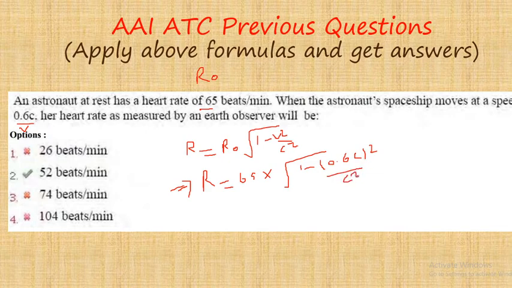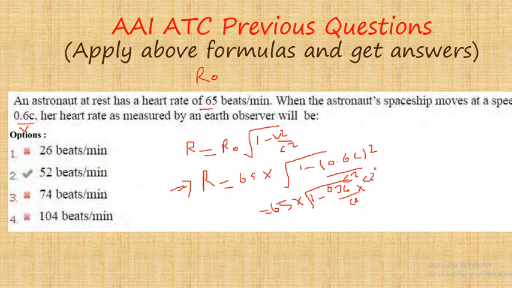Now what you need to do is, I'll make one step more. So we have 65 into root over 1 minus 0.6 to the power 2, that means it will become 0.36, right, divided by C square into C square.